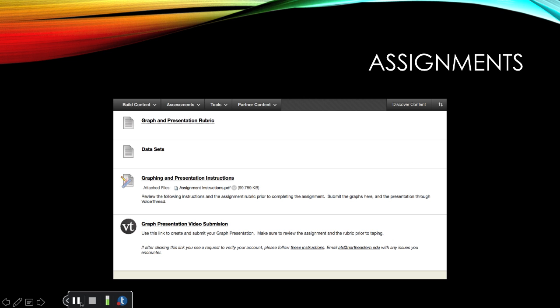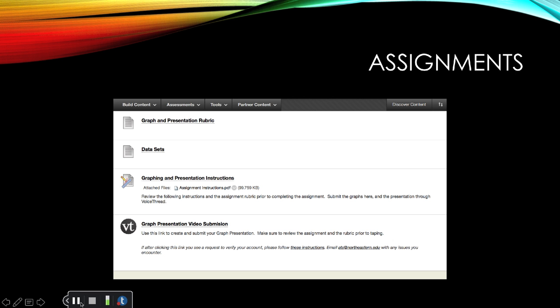The first assignment is a graphing assignment where you'll be given data sets for 3 different graphs. You'll graph those data sets and then you'll provide a presentation presenting one of those graphs on VoiceThread. This is very important that you read and review the instructions as well as the rubric prior to starting the assignment. That will be due Sunday, 11:59 p.m. Eastern Standard Time of week 5.